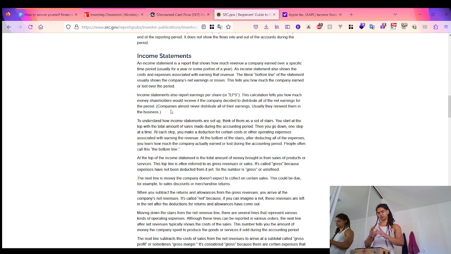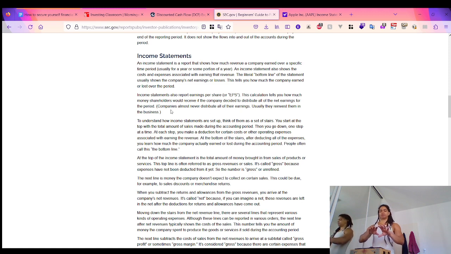It can also show the EPS, which is the earnings per share. It's a calculation that tells you how much money the shareholders will earn if the company distributes all of its net earnings from that period. And companies usually don't do that. They just reinvest it in the business.